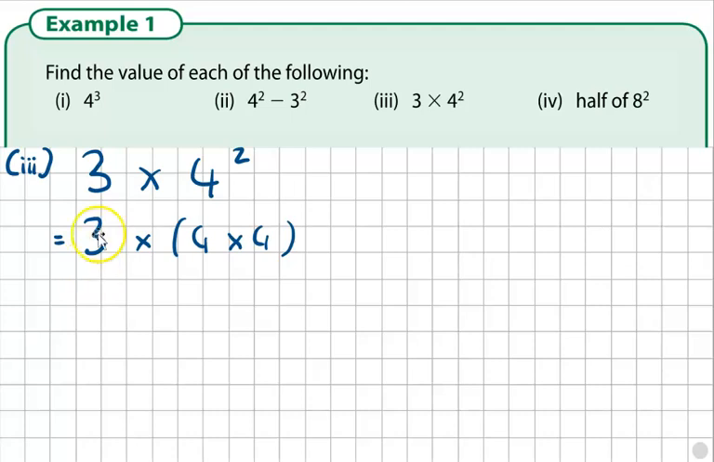So we bring down the 3 and the multiplication symbol, and then 4 squared we can rewrite as 4 times 4. Then we bring down the 3 and the multiplication symbol, and 4 times 4 is 16. And then 3 times 16 is 48.